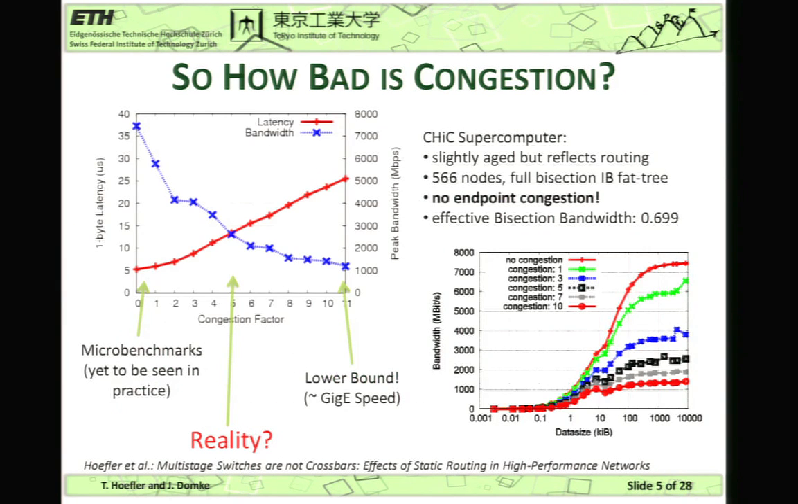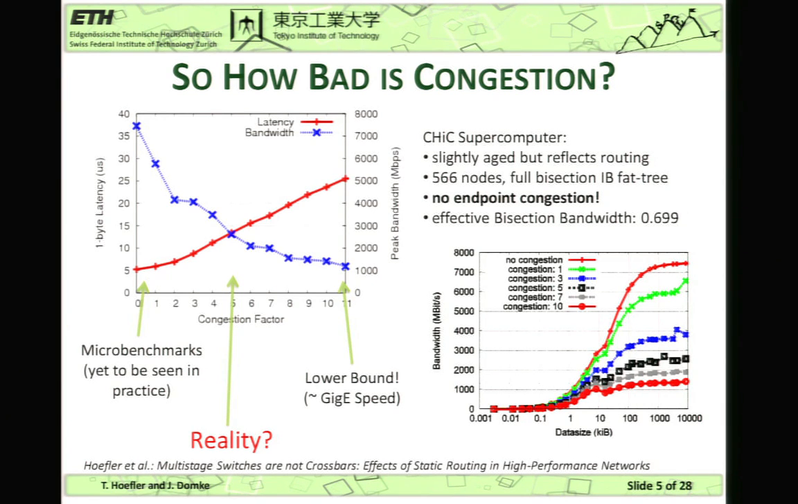So the question is now, well, how bad is that really? Well, we did a couple of measurements on a slightly older system, so that's a single data rate, but just scale it down and FDR will behave exactly the same. So the funny thing is it starts at about 5 microseconds, as I said, slightly older system. The latency here, and as the congestion factor grows, it goes up, right? It goes up to 25, actually. So if you have congestion in the network, right, this is not endpoint congestion. Every process is communicating with exactly one other node. So this is just in-network congestion. So it can actually grow substantially.